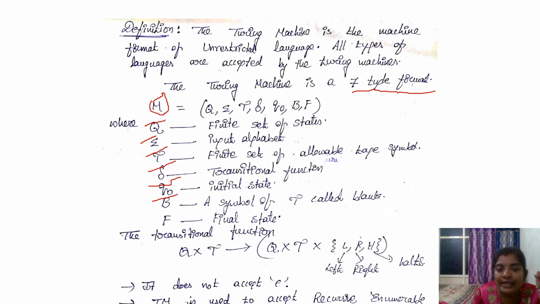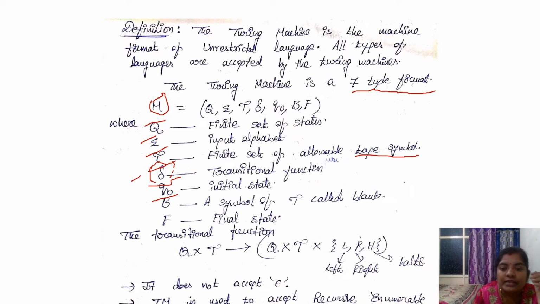And next, in a particular tape, we can store the input symbols, which is treated as the finite set of allowable tape symbols. That can be represented as tau. And next coming to the most important tuple in any machine, which is known as the transition function, that can be represented with del.